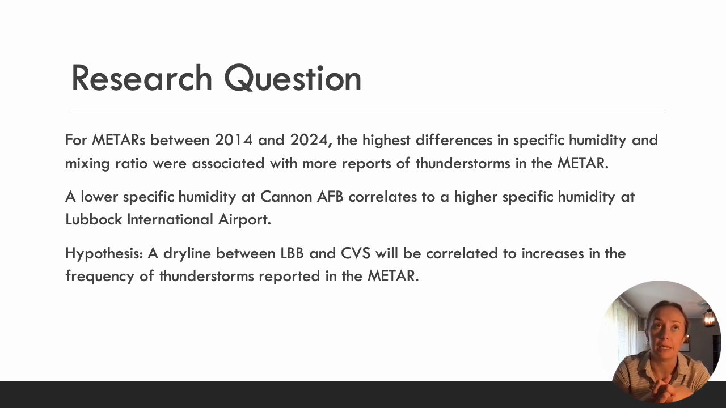So I wanted to see if there was a significant difference between their specific humidities and mixing ratios. My hypothesis is that a dry line between Lubbock and Clovis, so higher differences in that specific humidity mixing ratio, would be correlated to the frequency of thunderstorm, TS, being reported in the METAR.